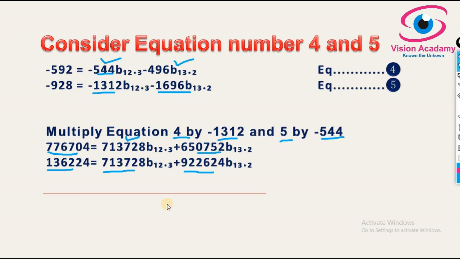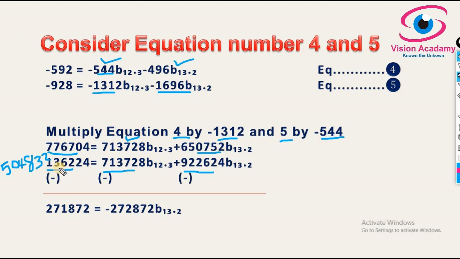I will change the sign here. So all are positive signs, so I will make them negative. And I will subtract one from the other, so that I can cancel one more value here. So 7,76,704. Yeah, here is a small correction. Minus 544 into minus 928 will be 5,04,832. So that is 5,04,832. It is not 1,36,000.